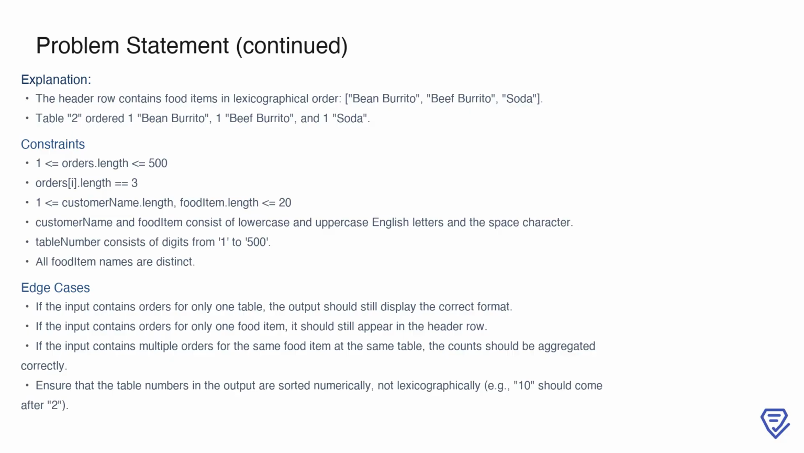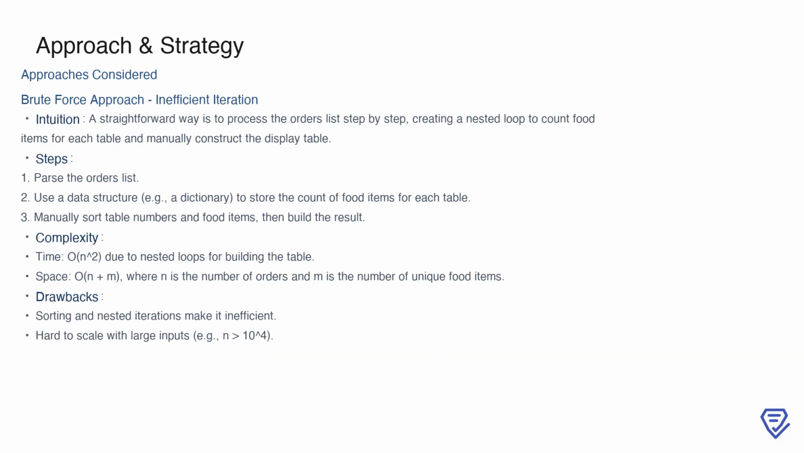The constraints of the problem ensure we account for up to 500 orders, distinct food items, and proper sorting of table numbers. Edge cases such as single table or single item scenarios are addressed naturally by the structure of the solution. To start, let's consider the brute force approach.